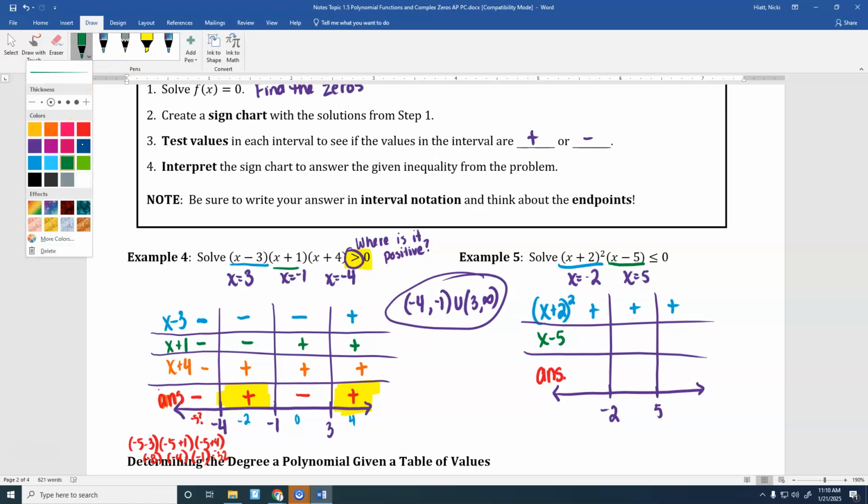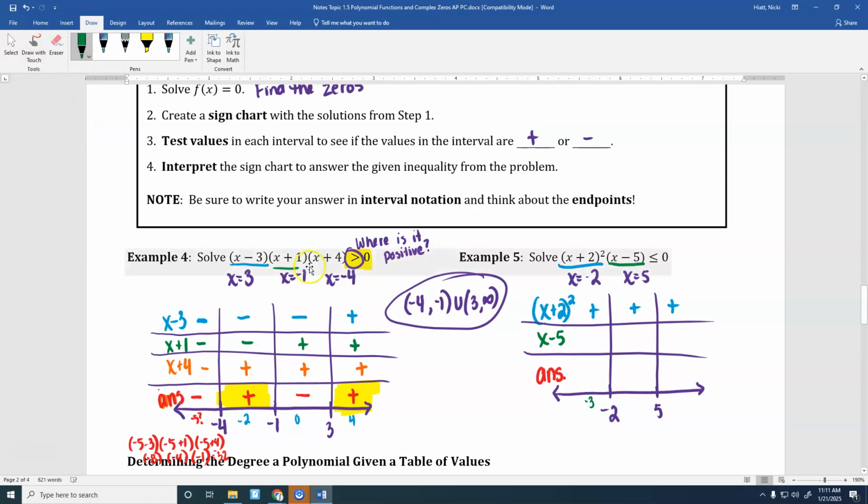For x minus 5, I'm just picking a number that falls in that region and plugging it in. So like something smaller than -2, like -3. If I plug in -3, -3 minus 5 would be -8. That's negative. If I pick a number between -2 and 5, maybe 0 or 1, 0 minus 5, still negative, right? But here at 5, we're going to switch, right? We kind of know that because it's a 0 that goes with us. If I put in a number bigger than 5, like 6, 6 minus 5 is positive there.